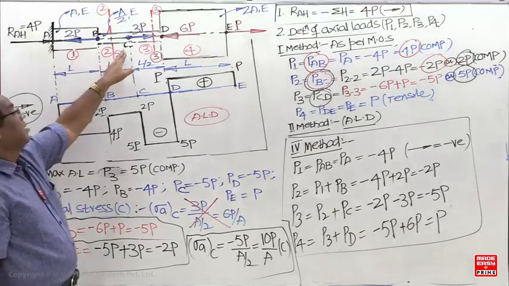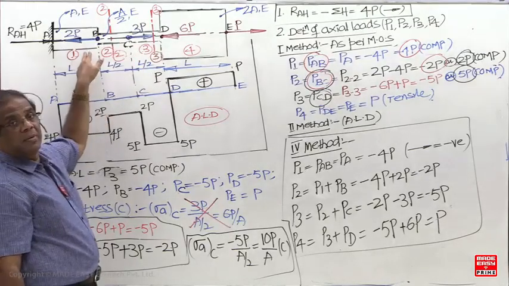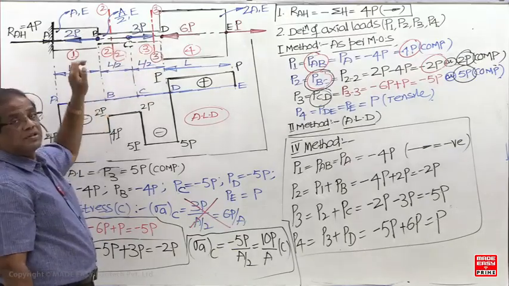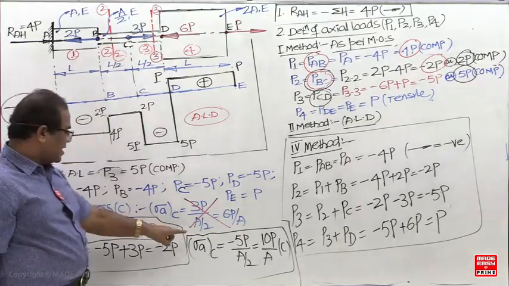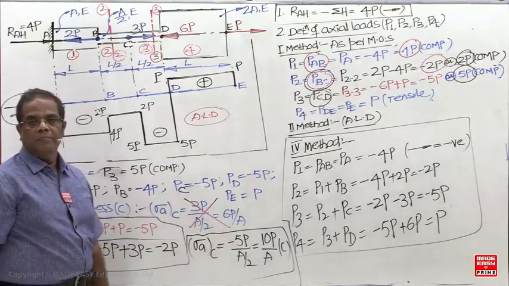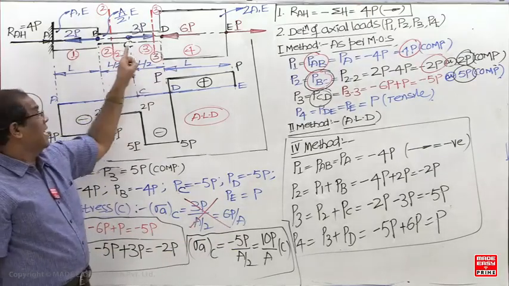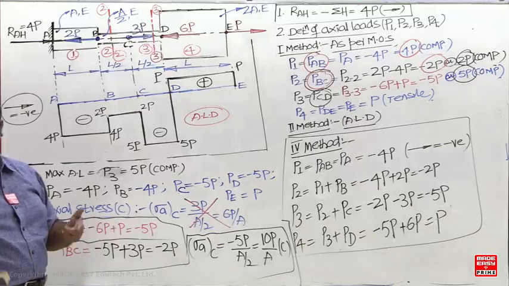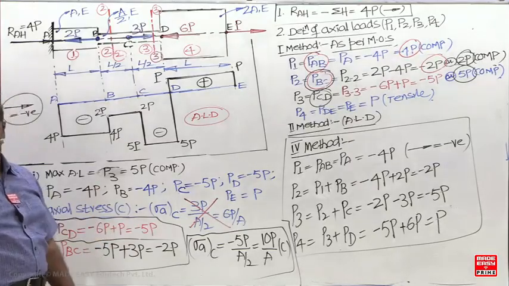But here, when C belongs to CD and C belongs to BC, the area is the same. So that's why I directly took the maximum load now. When C belongs to CD and C belongs to BC, the area is the same. So stress will depend only upon the load. That's why I took the larger value now.